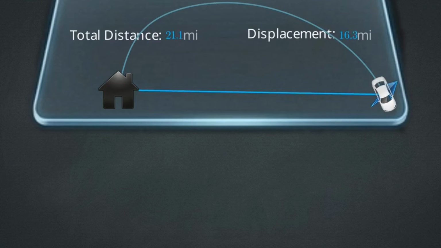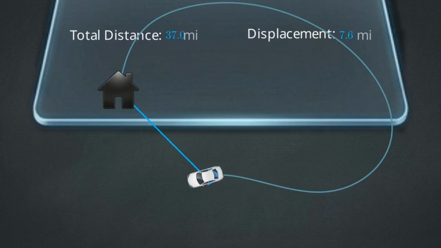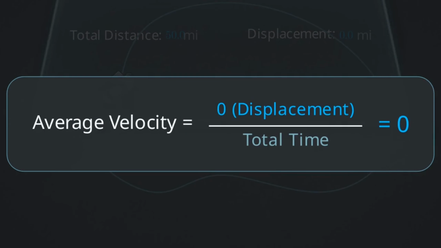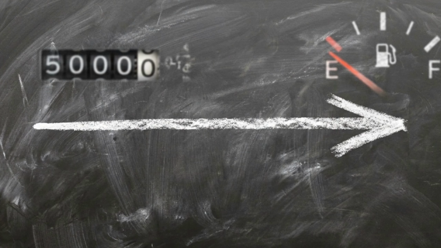If you pull out of your driveway and drive around the city for 2 hours and eventually park in that exact same spot, your total displacement is 0. When you divide 0 displacement by the time of the trip, the math forces your average velocity to be exactly 0. Average velocity evaluates the net change in position. It ignores all the physical miles covered and the fuel burned to complete the journey.